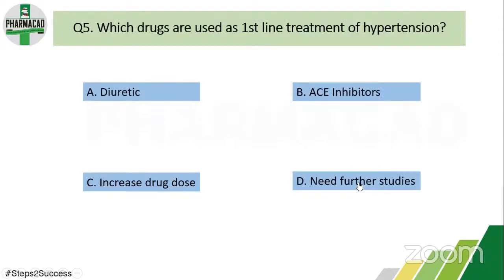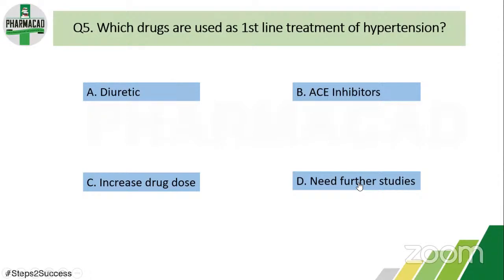Okay. Moving on with the next question. Which drugs are used as a first line treatment of hypertension? As we know, hypertension is a situation where there is high blood pressure in your body, and it could be due to any reason. It could be due to high sodium content, and along with sodium, there would be high fluid in the body. Hence, the blood pressure rises.